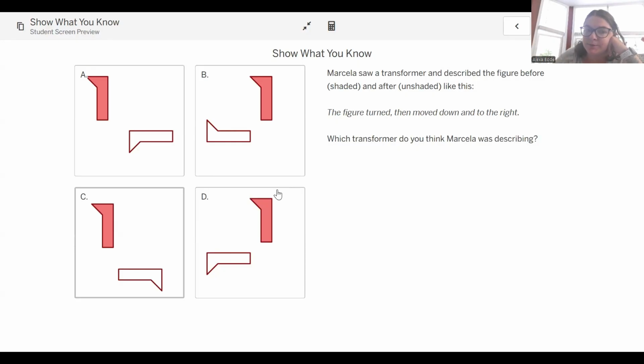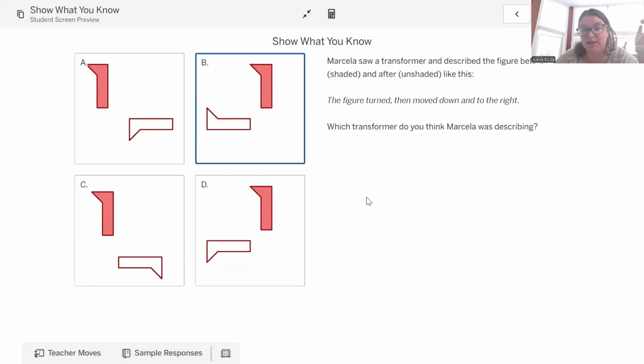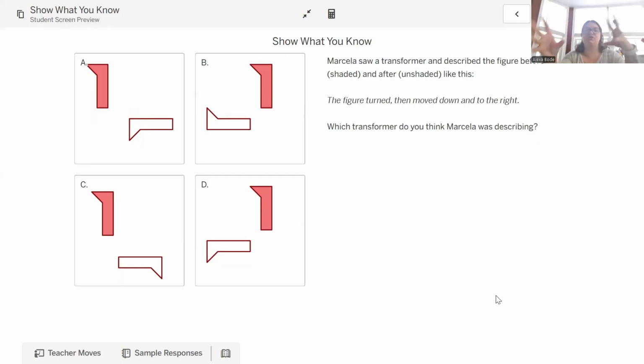I want you guys to figure this out on your own. When you click on it, it does not give you an explanation box. So you just have to select which one you think it is. And I'm going to check out your Desmos and see how well you understood this, just being given the description and trying to figure it out. So the figure has been turned and moved down and to the right.